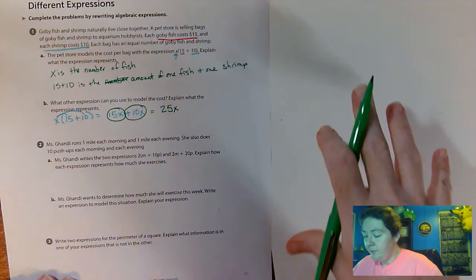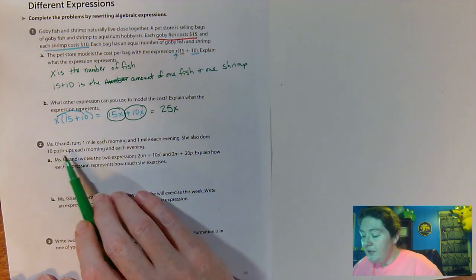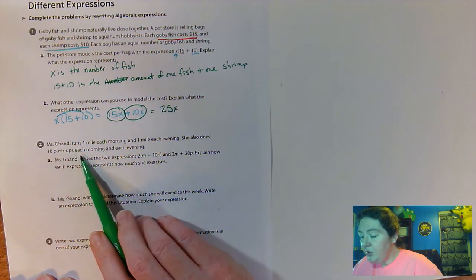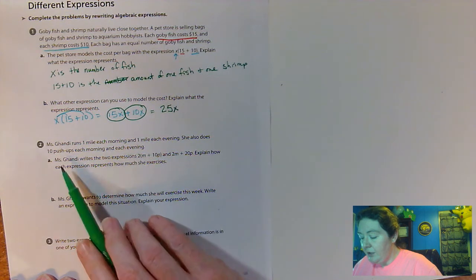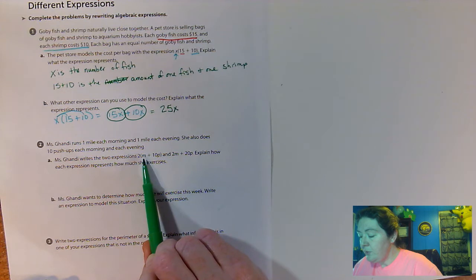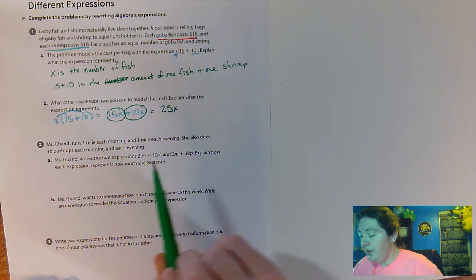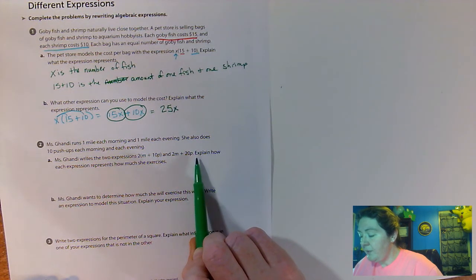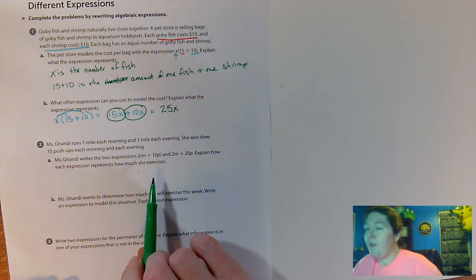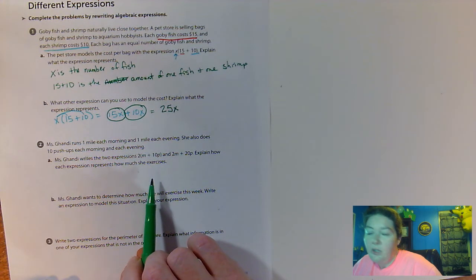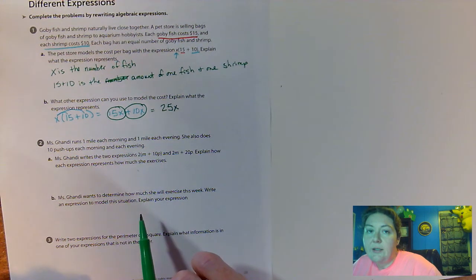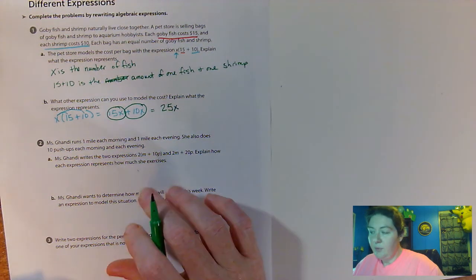Alright, number 2. Miss Gandhi runs 1 mile each morning and 1 mile each evening. She also does 10 push-ups each morning and each evening. Part A. Miss Gandhi writes two expressions, 2 times (m plus 10p) and 2m plus 20p. Explain how each expression represents how much she exercises. What is the question asking? The question is not asking me to solve it. The question is asking me to explain it. Put it in words. What do these expressions mean?